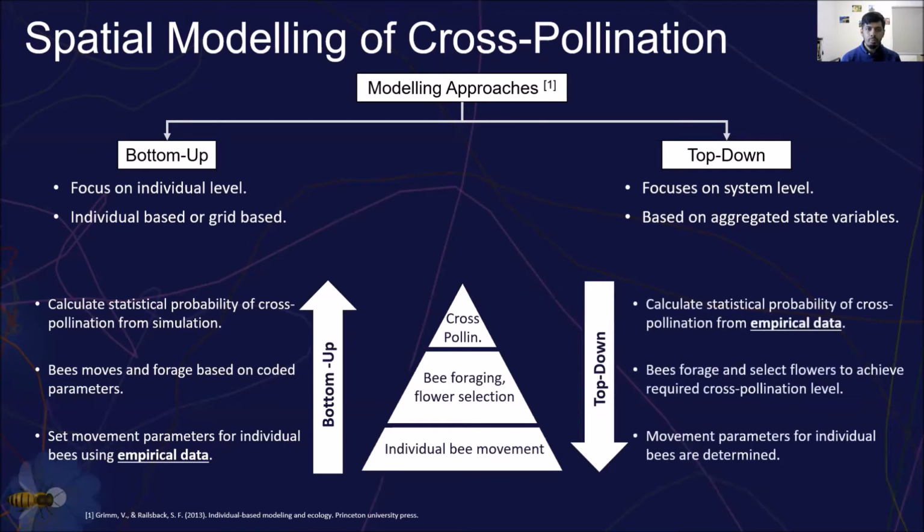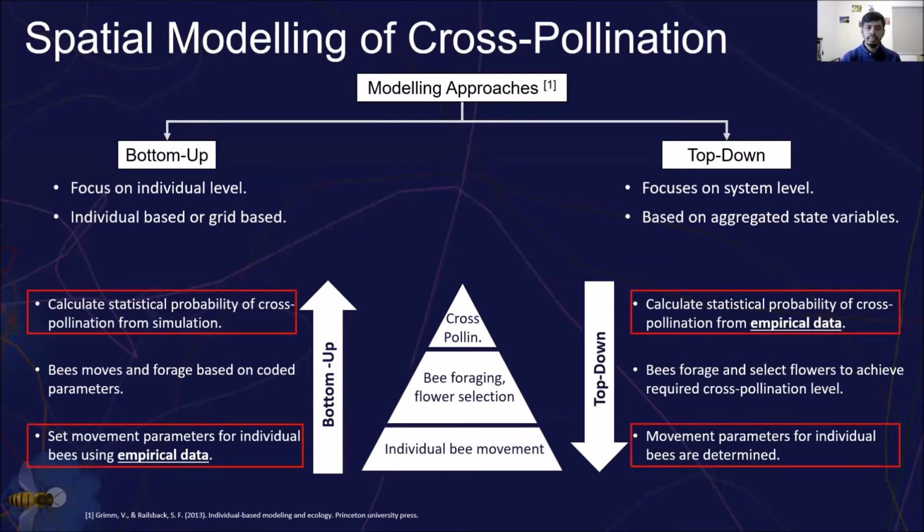Next, if you look at the same problem through the top-down approach, here we start from the probability of cross-pollination calculated using empirical data. The bees in the simulation will then adjust their movements to achieve these cross-pollination targets. On the other hand, it might not be necessary for the individual bee movements to be calculated in the top-down approach if you only want to answer about a high-level phenomenon such as the probability of cross-pollination. But in both approaches, we need a lot of empirical data to either code bee movements or verify our models.